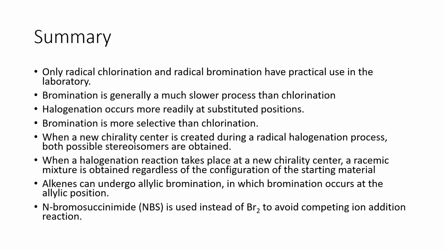So when a new chirality center is created during a radical halogenation process, both possible stereoisomers are obtained. When a halogenation reaction takes place at a new chirality center, again, a racemic mixture is obtained regardless of the configuration of the starting material. Alkenes can undergo allylic bromination, in which bromination occurs at the allylic position. So remember, N-bromosuccinimide is used instead of Br2 to avoid competing ionic addition reactions.